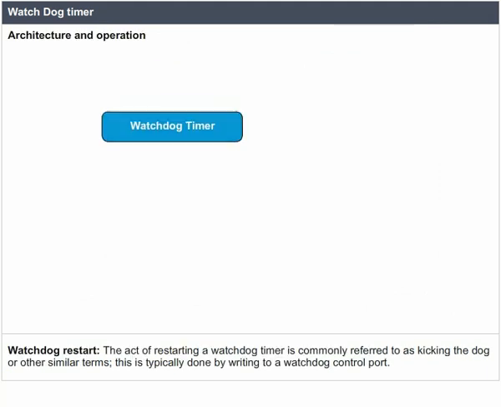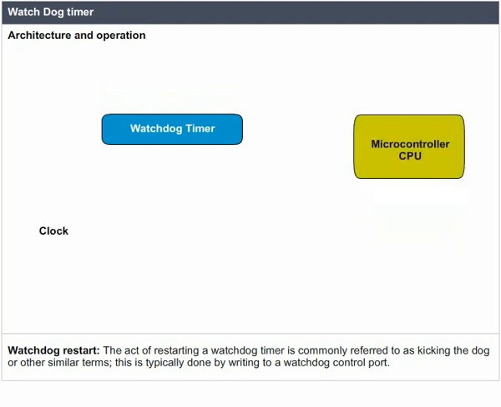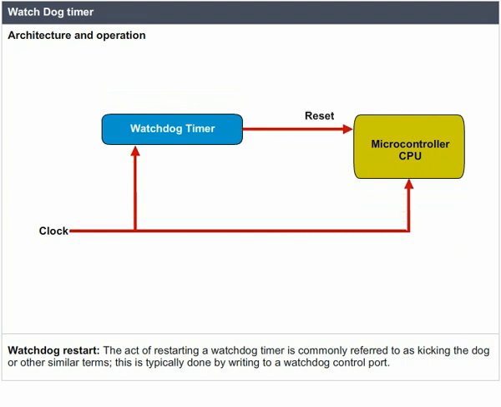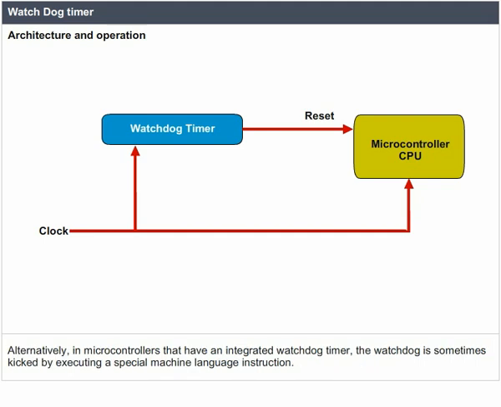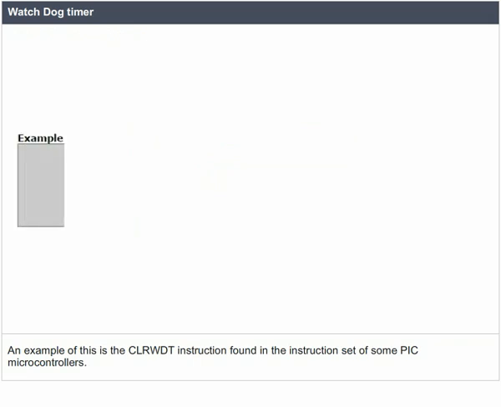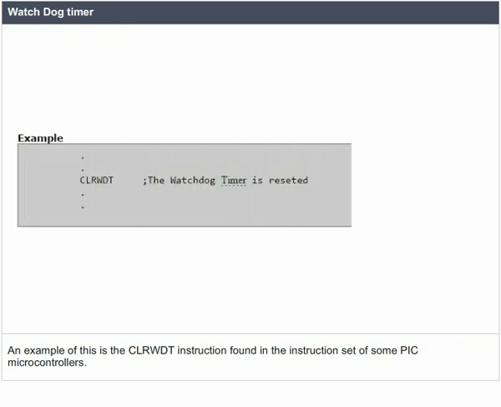Architecture and operation. Watchdog restart. The act of restarting a watchdog timer is commonly referred to as kicking the dog or other similar terms. This is typically done by writing to a watchdog control port. Alternatively, in microcontrollers that have an integrated watchdog timer, the watchdog is sometimes kicked by executing a special machine language instruction. An example is the CLRWDT instruction found in the instruction set of some PIC microcontrollers.